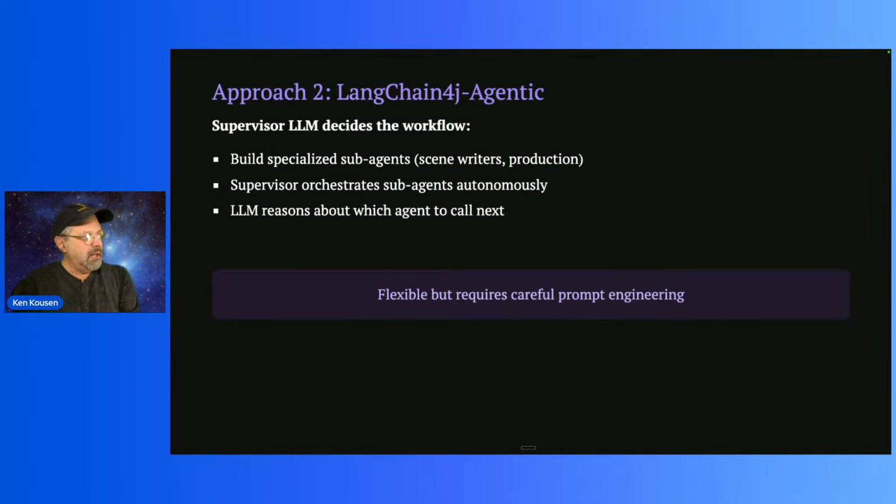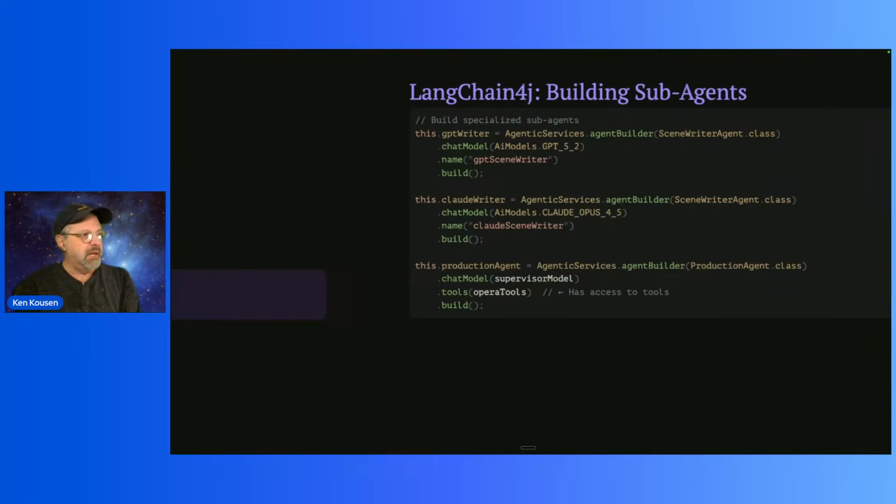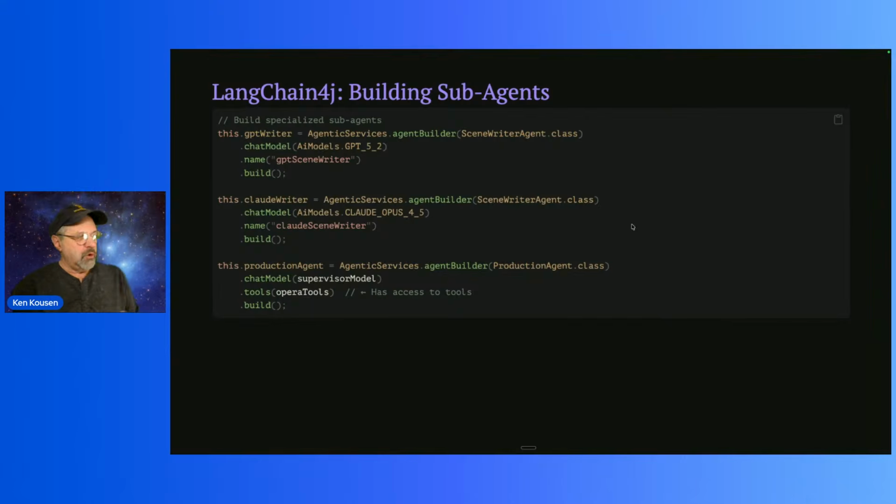At any rate, the LLM reasons about which agent to call next and has the natural language workflow without explicitly writing the code. So this is the sort of code you write when you're doing LangChain4j agentic. The agentic services class has an agent builder in it, and each individual agent is basically prompts. It's an interface with some annotations to say what to do. That doesn't have any implementation in it, so this is going to implement it.